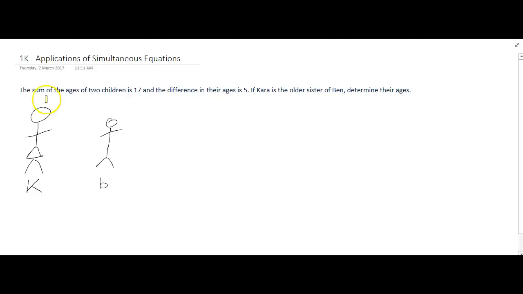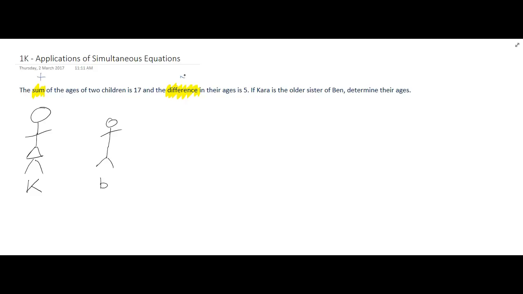The first one, it says sum. Okay, it tells you to add. Okay, to sum means to add. The difference means to take away, but it actually means to take away the smaller number from the bigger number. So we're going to get a K minus B equation.